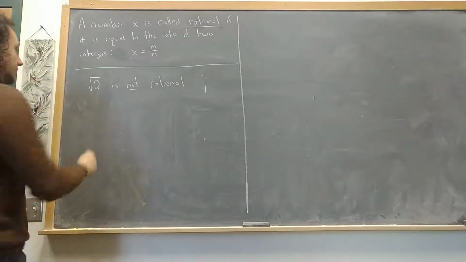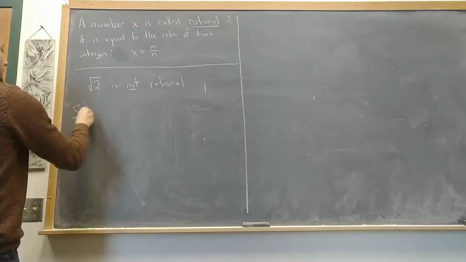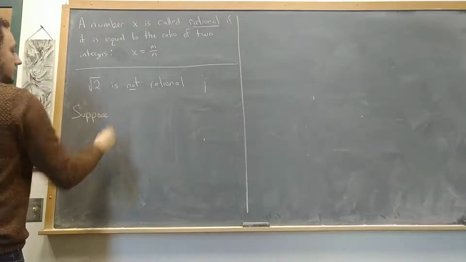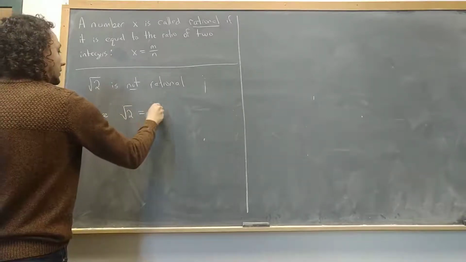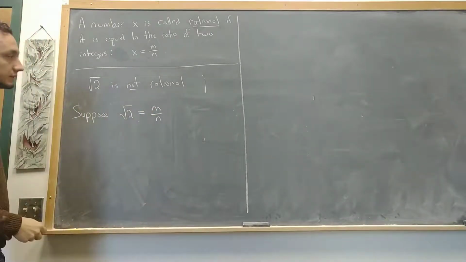So to show that the square root of 2 is not rational, we can do a proof by contradiction. We can suppose, to derive a contradiction, that the square root of 2 is equal to the ratio of two integers.